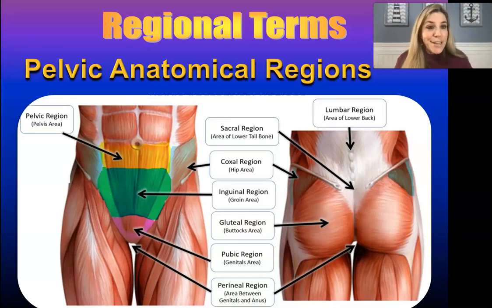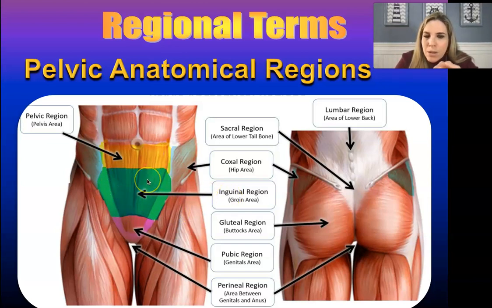Okay, let's move on down the body and go over the pelvic anatomical regions. So we're looking at the lower area here. So below the umbilicus region, we have the pelvic region. So really this area right here. And then moving on down, so in the hip area, we have the coxal region, inguinal region here. And remember, we ran into that term before when we were doing the 9 regions. So it really refers to the groin area.